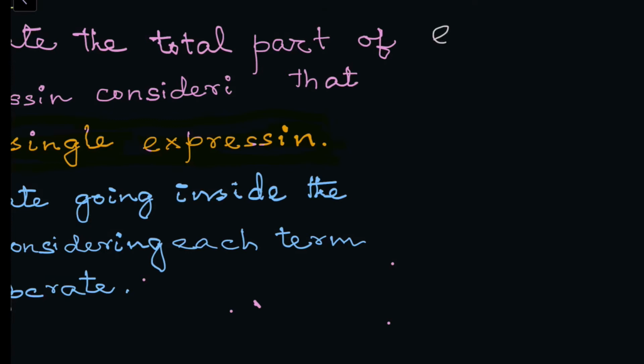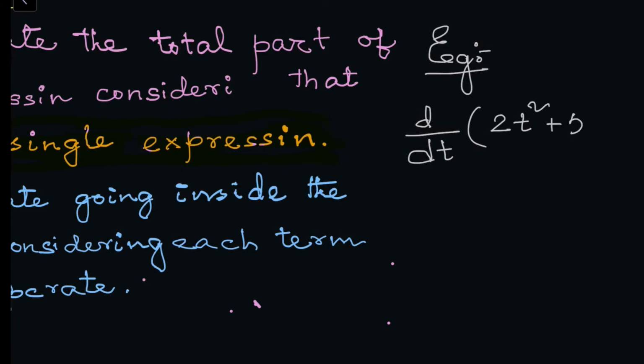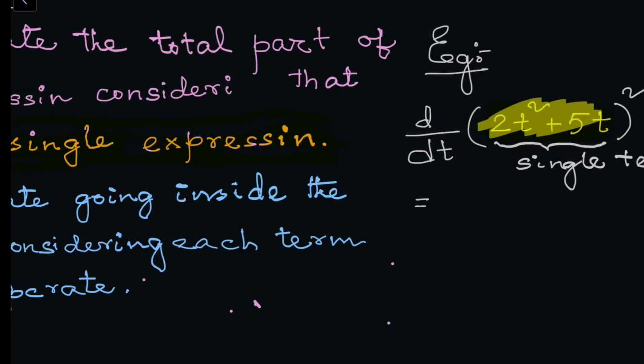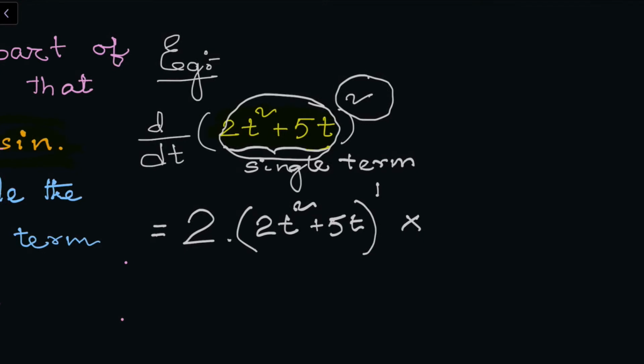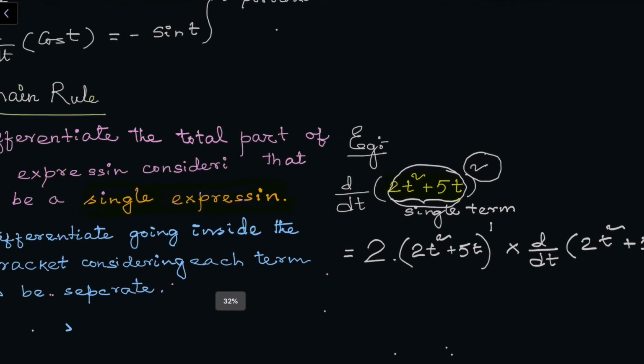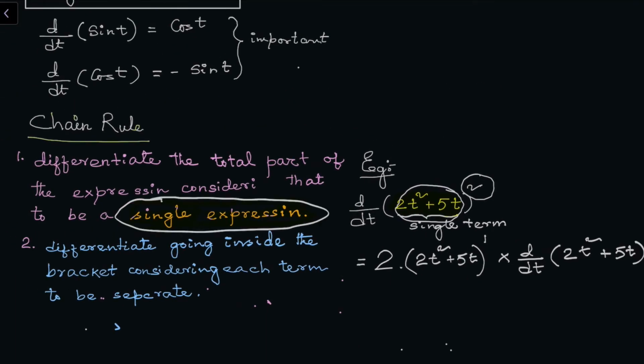If required, you may pause the video and go through this, but we'll understand this with the help of an example. So differentiation of (2t square plus 5t) whole square. See this. This is not something whole square only. 2t square plus 5t, then whole square. So we'll consider this term inside the bracket to be a single term. And we know that something whole square gives us 2 into that something to the power reduced to 1. So 2 into (2t square plus 5t) whole to the power 1 into the second part, differentiation of whatever is inside the bracket.